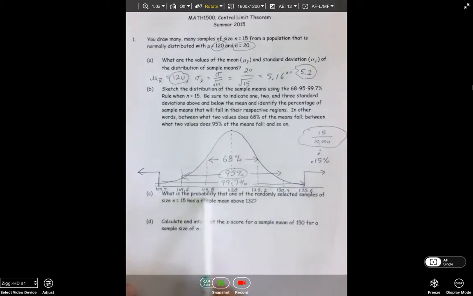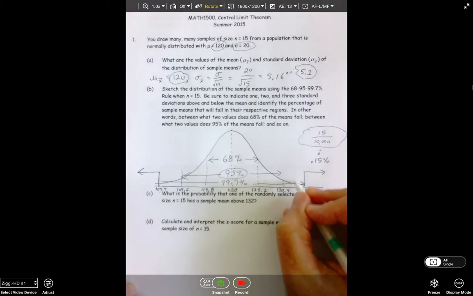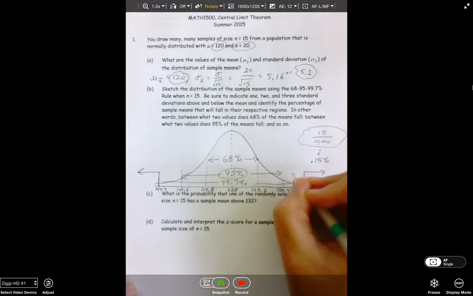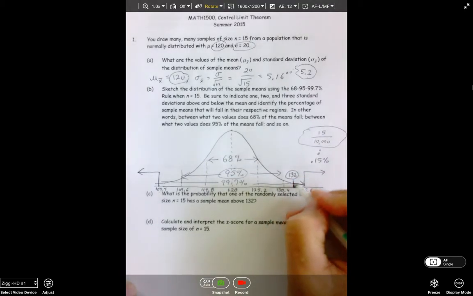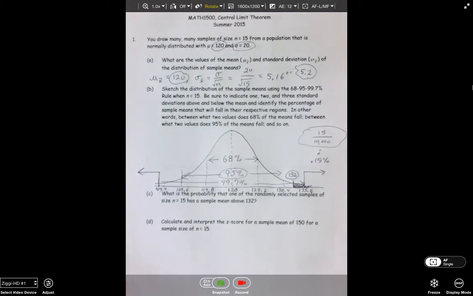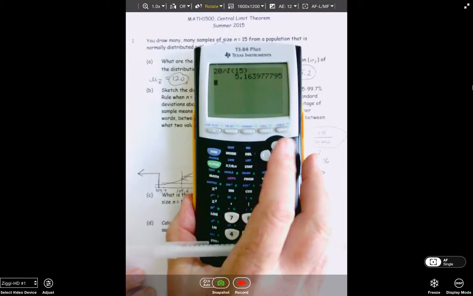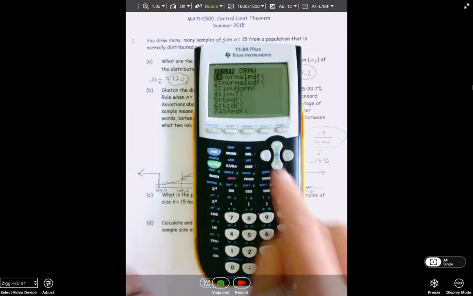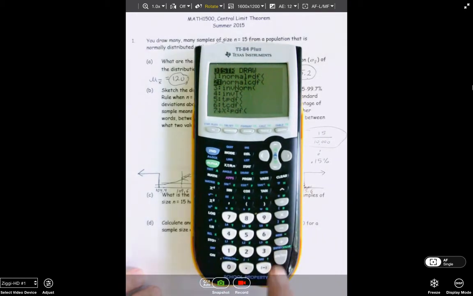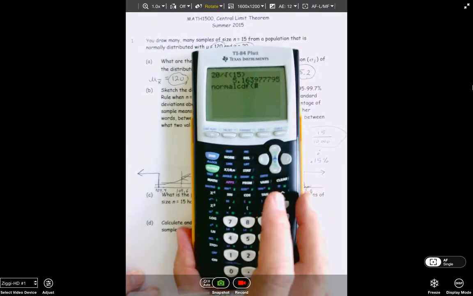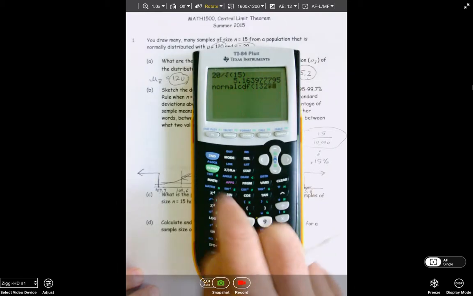Now the next thing was the probability that one of these randomly selected samples of size 15 has sample mean above 132. Well guys, 132 is going to be about right here someplace. So I want to know the probability that's above, so that's equivalent to finding the area under the curve right of that. That's going to be an easy problem to do with your calculator. Go second function distribution, normal CDF. So we want above 132, up to E99.